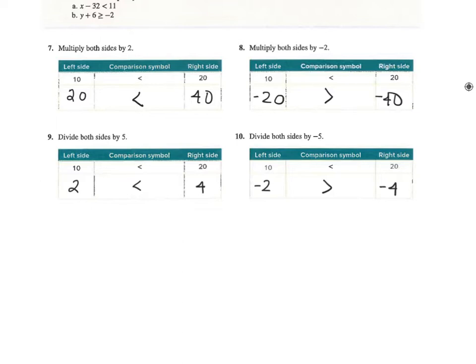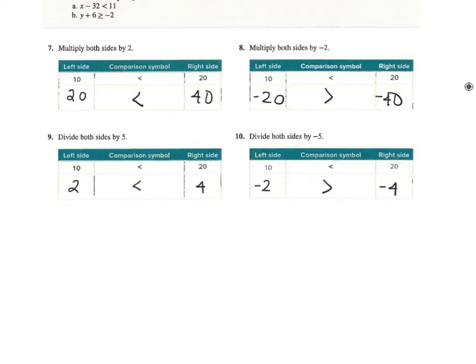So if you look at 7 and 9, the comparison symbol did not change because we multiplied and divided by a positive number. But if you look at 8 and 10, on 8 we multiplied by a -2, and you'll notice that -20 is no longer less than -40. In fact, it's greater than. And on 10, -2 is not less than -4, it's greater than -4.